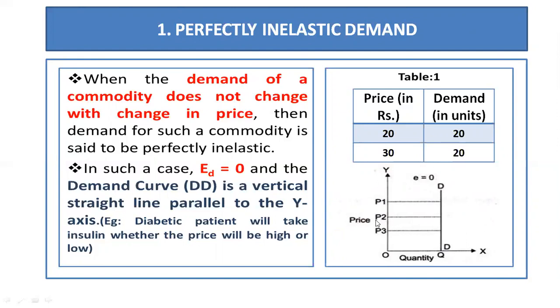It does not change, it is inelastic in nature. So let us say if the price is rupees 10, the quantity demanded is the same. If the price increases from 10 to 15, then also the quantity demanded is the same. If the price decreases from P2 to P3, then also the quantity demanded is the same. Now where does this case apply? For example, a diabetic patient needs to take insulin. So if the price is high or low, there will be no change in the demand for insulin for a diabetic patient.